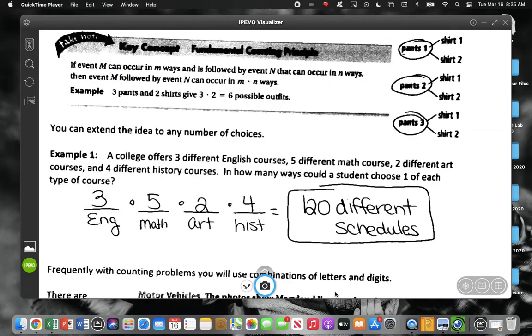Now, one thing that's nice is, some of the core classes you can't really change. So it does kind of shorten down the possible schedules, because you're definitely going to be in an English, math, probably a science, things like that. But I want you guys to think about that, because that is something Mrs. Couch is working on right now.